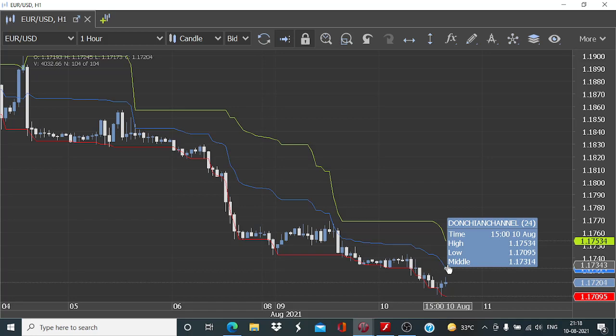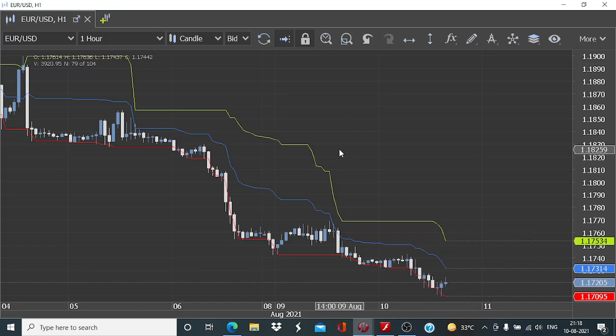So we will place the condition that the last hourly close should have happened above the middle band, and the prior hour's closing value should have been below the middle band, and that will be the time when the new trade will be placed for the buy.